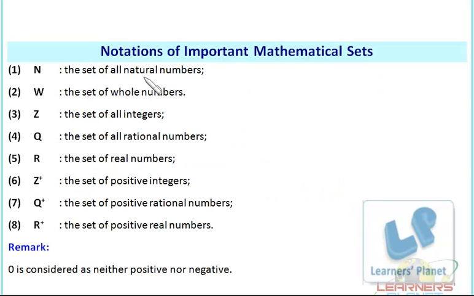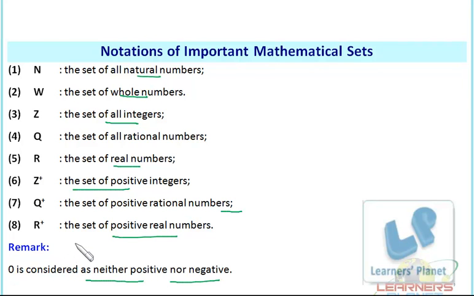And keep all these notations in your mind. Natural numbers, whole numbers, integers. If it is Z plus, then it is the set of positive integers. Positive integers, that means 1, 2, 3, 4, 5, 6. Q plus is the set of positive rational numbers. R plus is the set of positive real numbers. R is the set of real numbers, but R plus is the set of positive real numbers. 0 is considered as neither positive nor negative.